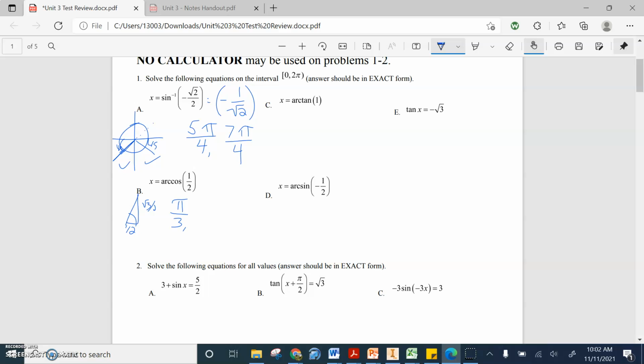The second answer, though, cosine is positive in quadrants 1 and 4. So in quadrant 4 here, that larger angle, 60 degrees, if you go all the way around the other direction, that is 5 pi over 3.